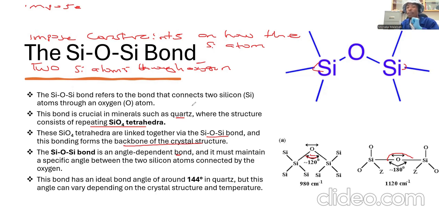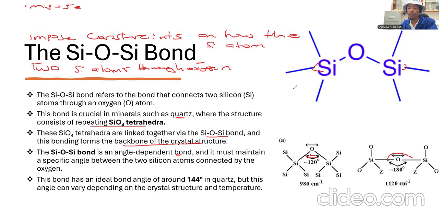So this bond is very, very important. That's why the bond angle must always be maintained, to make sure that we have the stability of the crystal structure. This angle must always be maintained, so that we achieve the stability of the crystal structure.